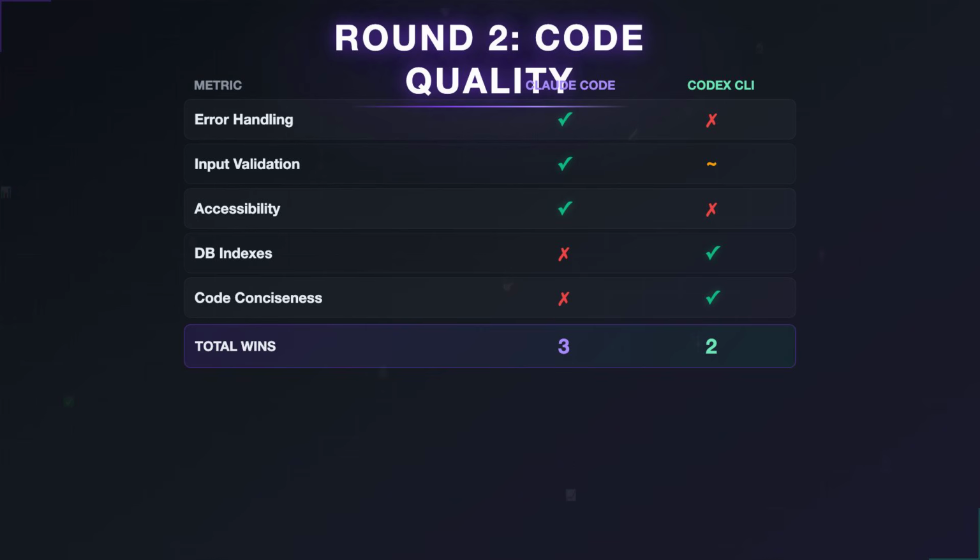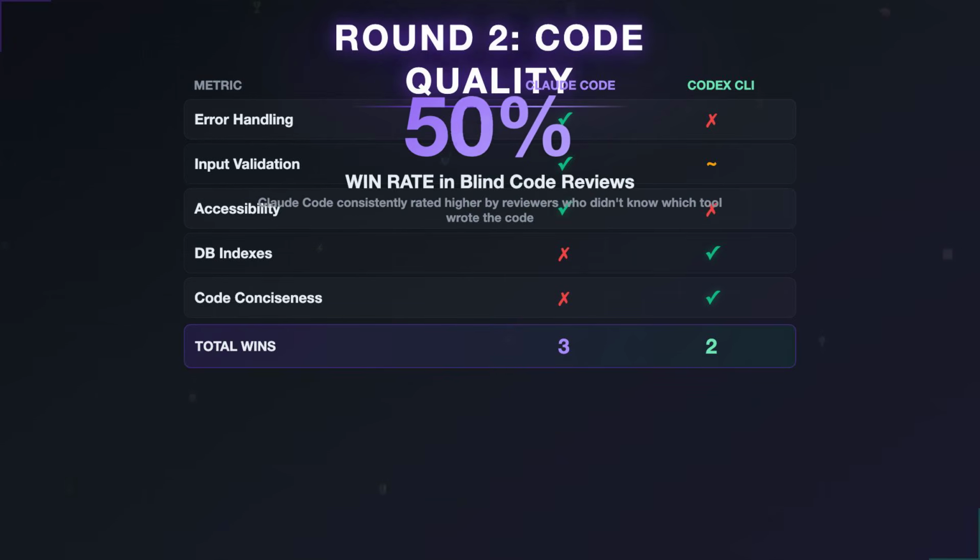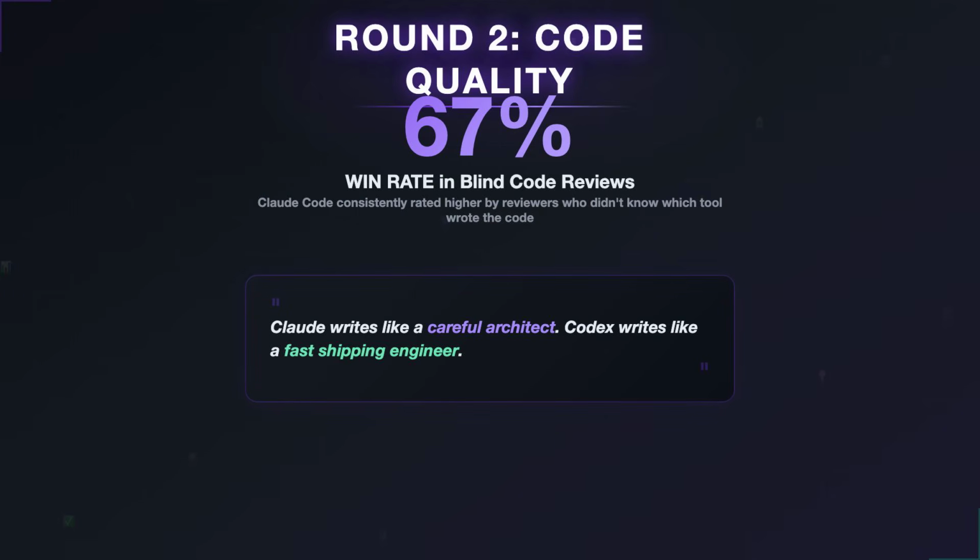Codex CLI's output had one critical issue: the SQL injection I mentioned. 4 minor warnings, slightly inconsistent naming between front-end and back-end, and no input validation on 2 endpoints. But the code was more concise, fewer lines, faster to read, and the database queries were more optimized. Codex generated proper indexes that Claude Code didn't think to add.